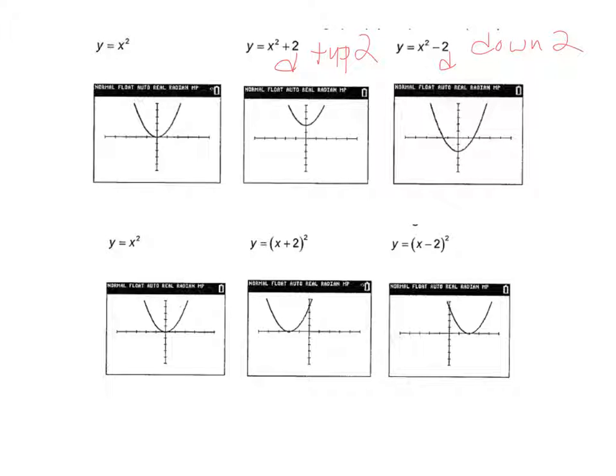Then we start over again. If something is added or subtracted inside, it moves the graph left and right. But it's backwards of what you would think. So look at y equals (x plus 2) squared. That 2 would be the letter C in our formulas. And plus actually moves things to the left. So that one, the parabola moves left 2. A minus 2 on the inside, again that's the letter C, moves to the right. So that's backwards of what you would think.